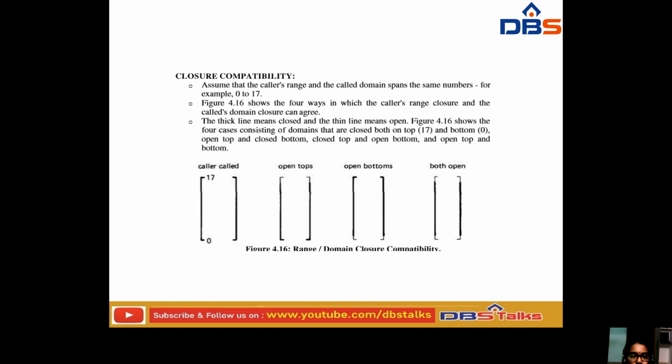Here, that is top side open. Top side thin line, so this is a top side open, so we can say it is an open top. Here bottom side we are having a thin line, so bottom side open, so we can say it is an open bottom. Here both at the top and bottom we are having the thin line, so we can say it is both open. This figure shows the four cases considering the domains that are closed both on the top and bottom, open top and closed bottom, closed top and open bottom, and open top and open bottom. Just like that, we have seen the four different closure compatibility cases in this figure.